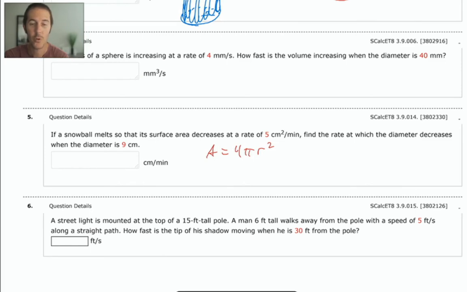Decreasing. So what are you going to put in for your dA dt value? Think about it for a second. dA dt, the area is decreasing at a rate of 5 square centimeters per minute. So dA dt is going to get replaced with what? It's going to be a -5. So don't let that throw you. If something's decreasing, you should assume that it has a negative rate of increase.